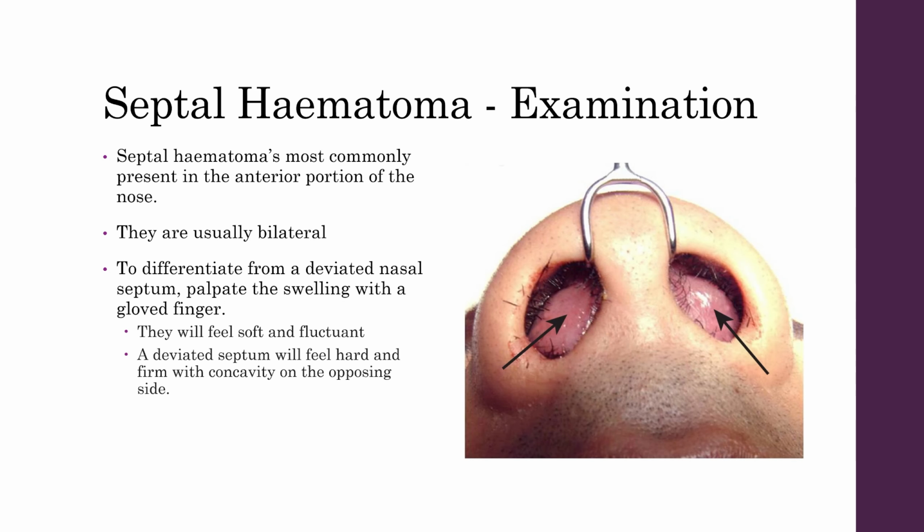When you examine these patients, septal haematoma most commonly present in the anterior portion of the nose and are usually bilateral, but they may be confused for deviated nasal septum, so you'll want to palpate them gently with a gloved finger, where they'll feel soft and fluctuant, whereas a deviated septum will feel hard and firm.